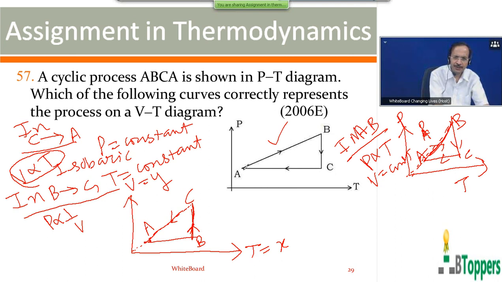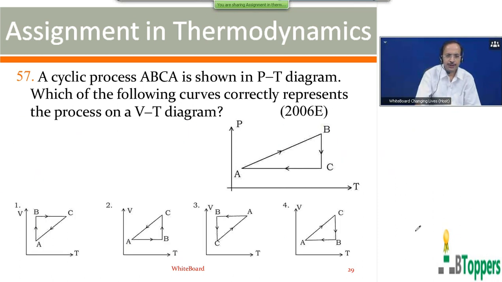But in the process A to B, pressure of the gas is increasing. Pressure increases at constant volume, so temperature must also increase in the process A to B. So the diagram for the same process can be drawn like this. Those who want to copy the working, please take a pause and copy the working. So for question number 57, which I have just discussed, the second option will be the answer. Then look at the next question.